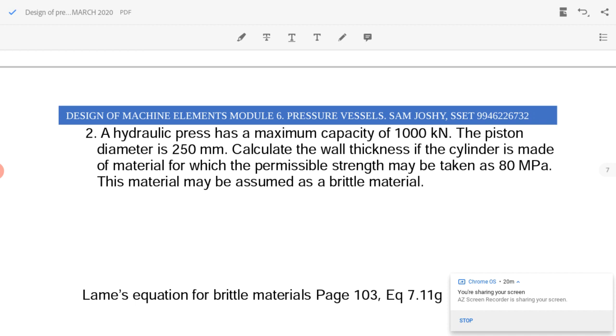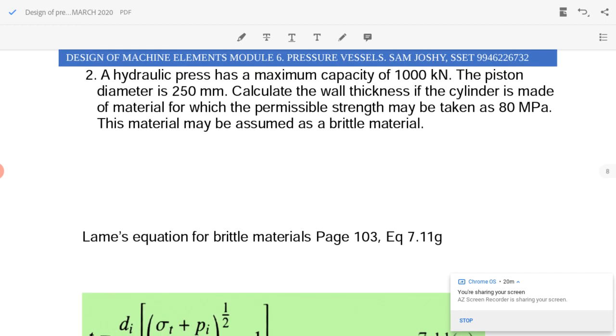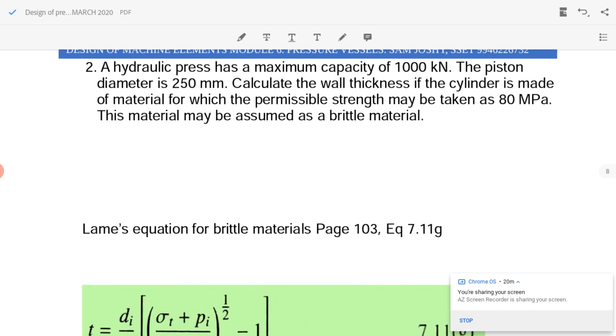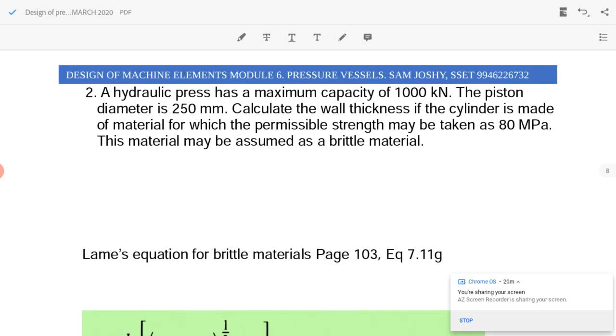A hydraulic press has a maximum capacity of 1000. This hydraulic press is used for forging, like screw presses and forging presses. I'll draw a schematic diagram of the hydraulic press. There is a cylinder in which there will be a piston, and that piston will be moving forward and backward.